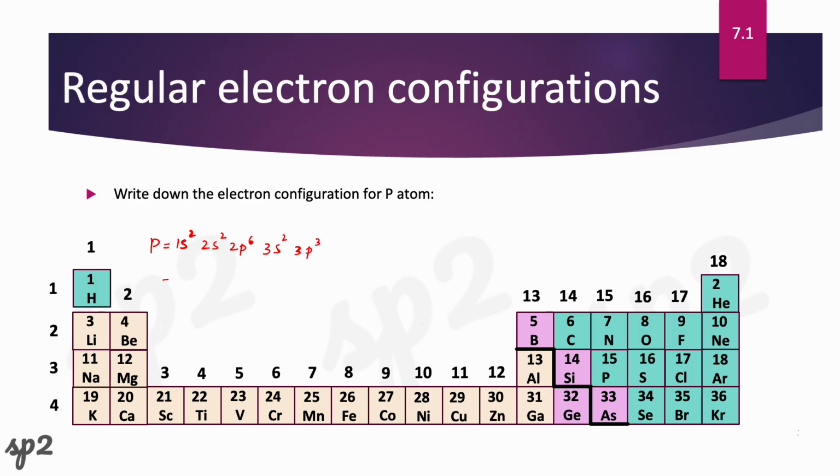Now, if you look at the previous row, the row above that, then we're going to get neon as our noble gas. So that would take care of all of these core electrons. And then I can continue writing my valence electrons, which is going to be 3s2 and then 3p3.